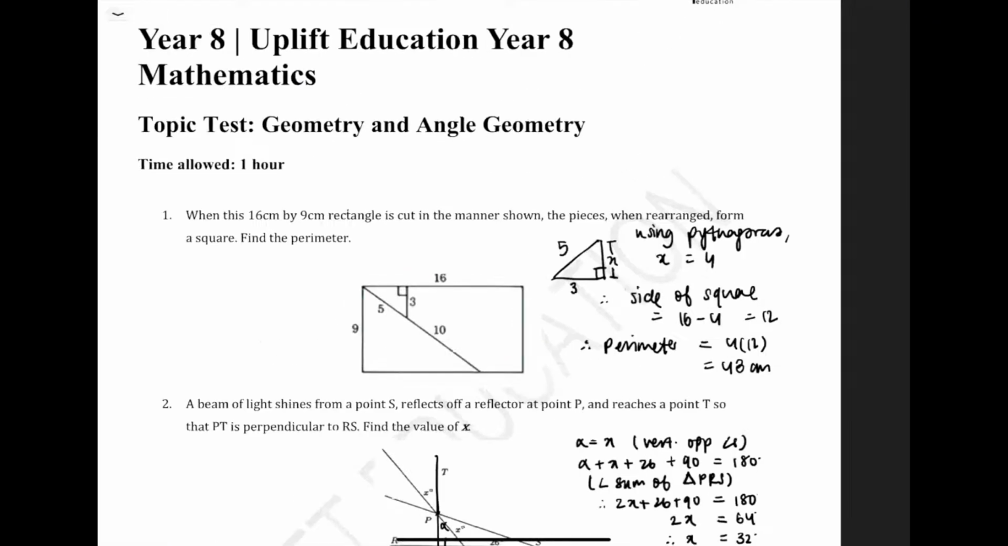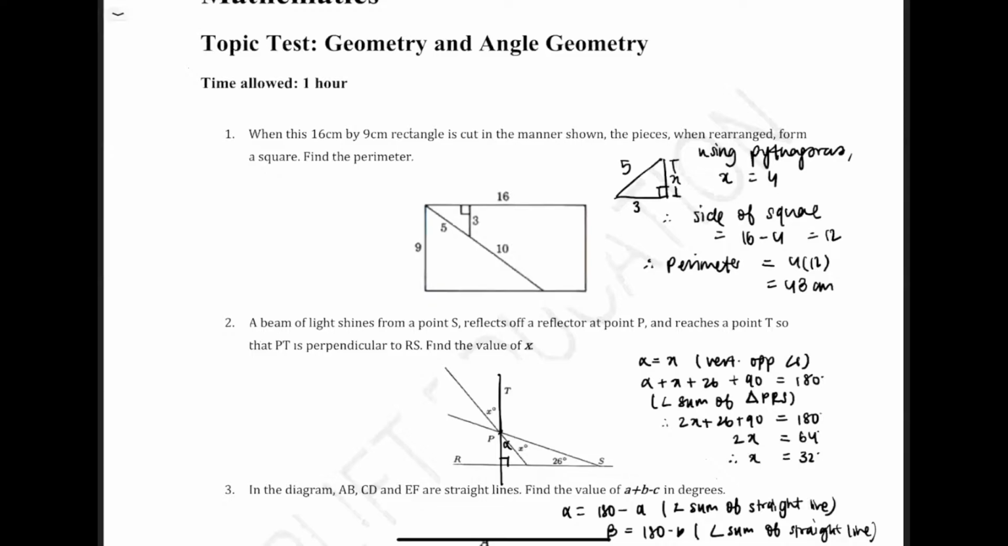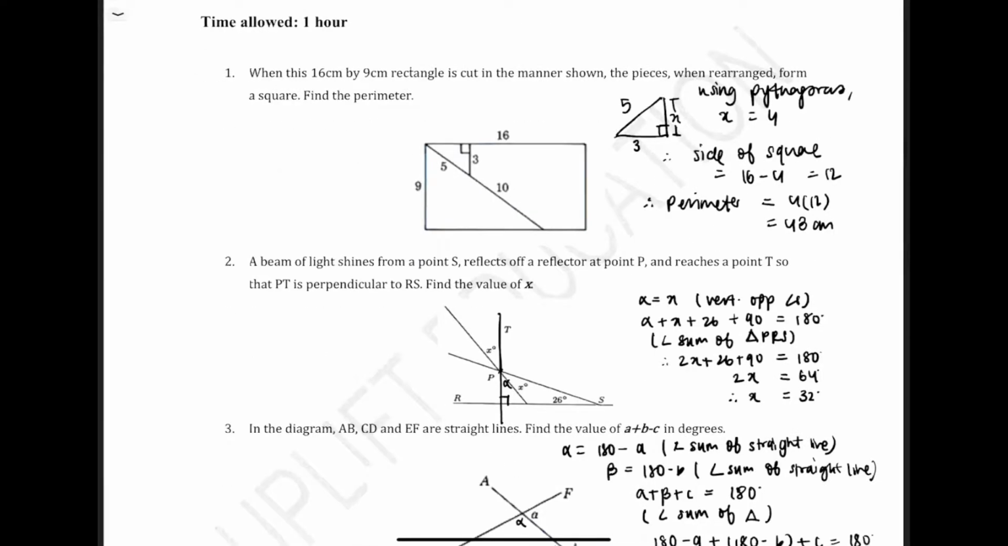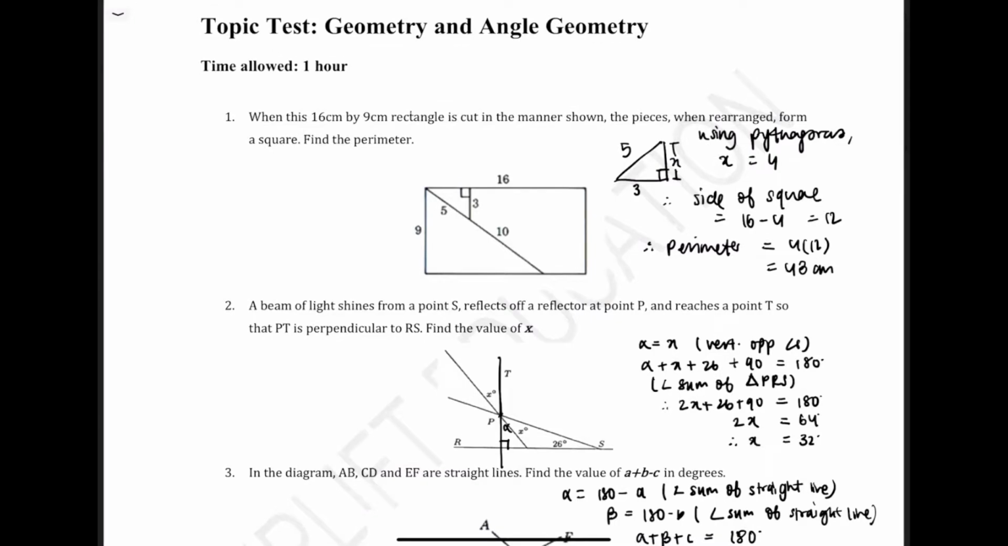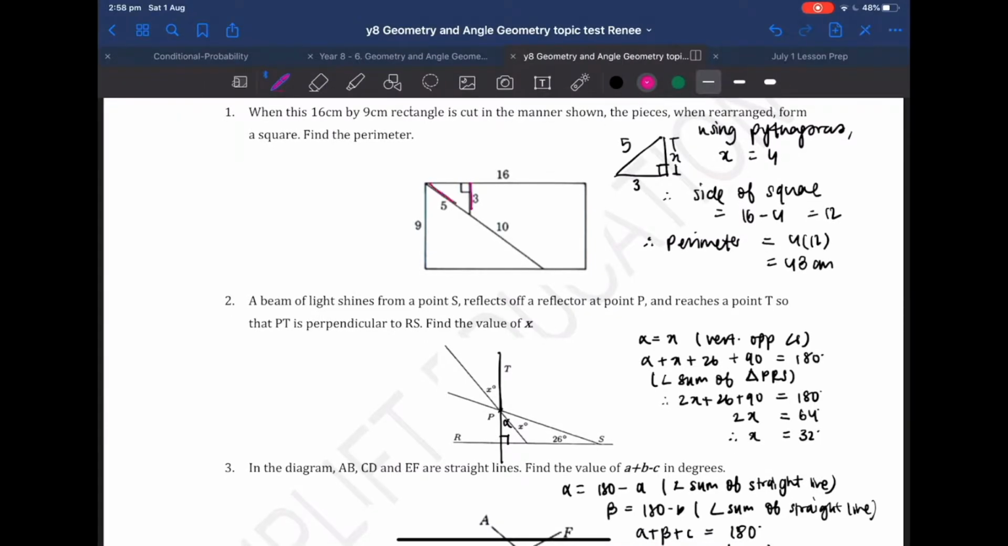Okay, so question 1 was a bit tricky. The question asks, when this 16 centimeter by 9 centimeter rectangle is cut in the manner shown, the pieces when rearranged form a square, find the perimeter. You guys can see that here we have a Pythagorean triangle, or a right angle triangle.